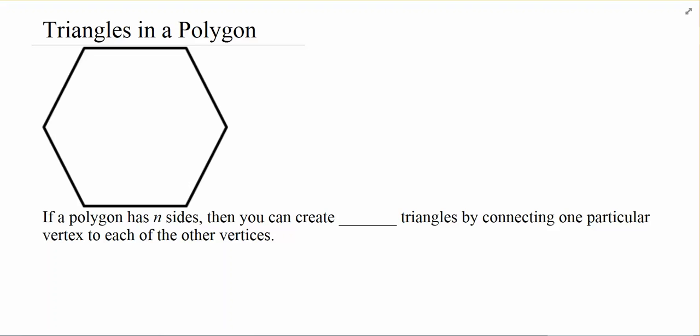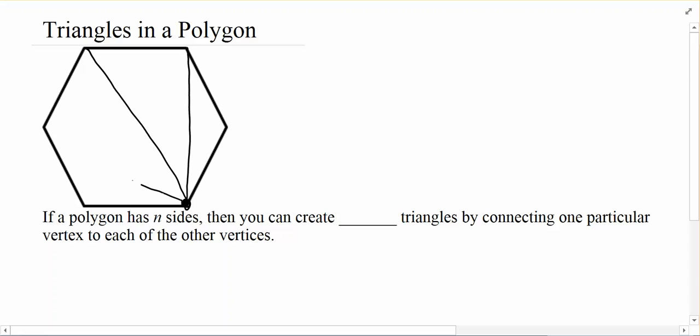And what we're going to do is start off at one vertex here, and draw straight lines to each of the other vertices to make triangles. Now, we can't use this one here because there's already a line connecting them. So we're going to go to vertices where there's not already a line connecting them. So we're going to draw one here, one to the next one, and to the next one. And so we can see that we formed 1, 2, 3, 4 triangles.